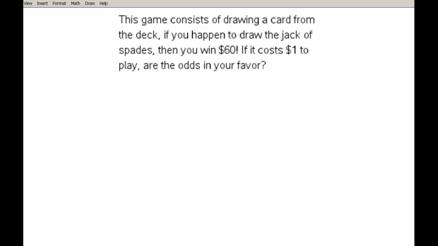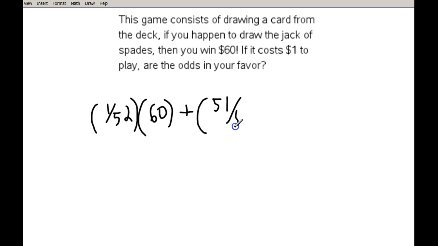This game consists of drawing a card from the deck. If you happen to draw a jack of spades, you win $60. It costs $1 to play. Are the odds in your favor? Typically my students say the odds are never in your favor, but let's see what happens here. So I'm just going to set up the equation. The probability of winning in this game is 1 out of 52, and you win $60. Plus, the probability of losing is 51 out of 52. All but one cards are loser cards. And then if you lose, it costs $1, so you lose that.